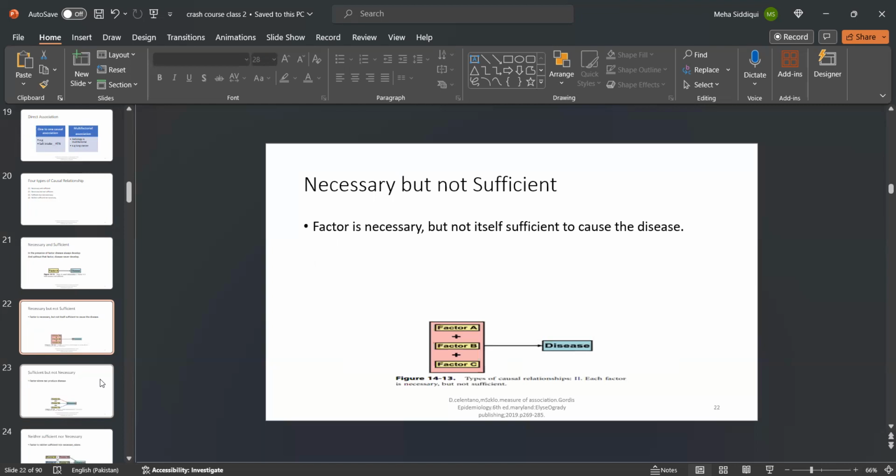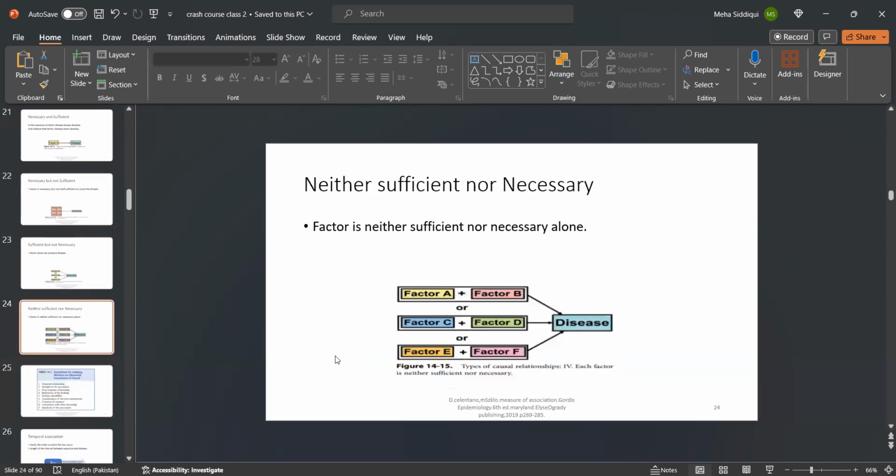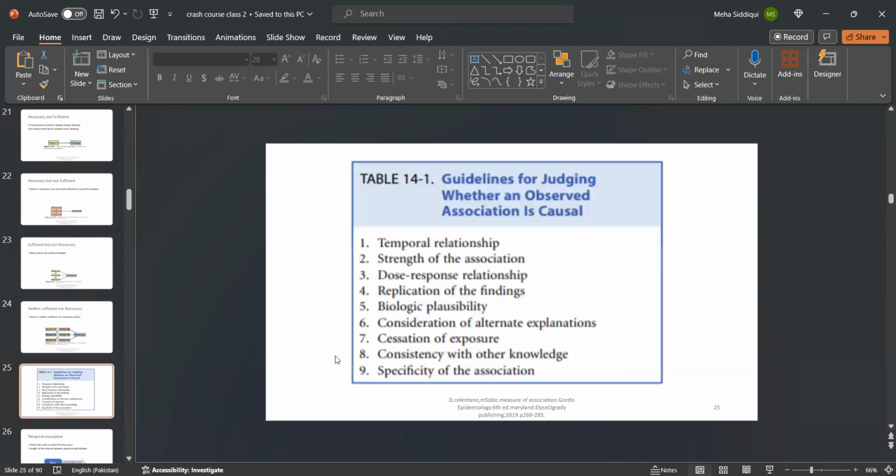Necessary but not sufficient means the factor is necessary but not itself sufficient to cause the disease. Other factors are also required to develop the disease. The third type is sufficient but not necessary, that is, the factor alone can produce the disease. Here in this picture, we can see that any factor alone, A, B, or C, can produce the disease. It is sufficient, however not necessary. Neither sufficient nor necessary means the factor is neither sufficient nor necessary alone to produce the disease.